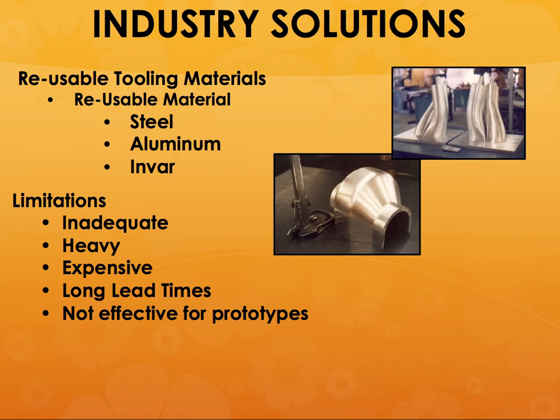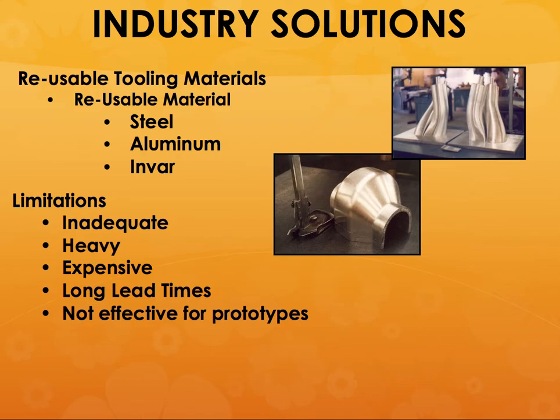Reusable tooling materials are either steel, aluminum, or Invar. Mostly Invar is the material of choice, but the problem with Invar is that it is extremely heavy. It is a nickel based alloy. It's got the lowest shrinkage and expansion, very close to that of the composite part itself. But the problem is that once you make the part, it is extremely hard for you to repair it.